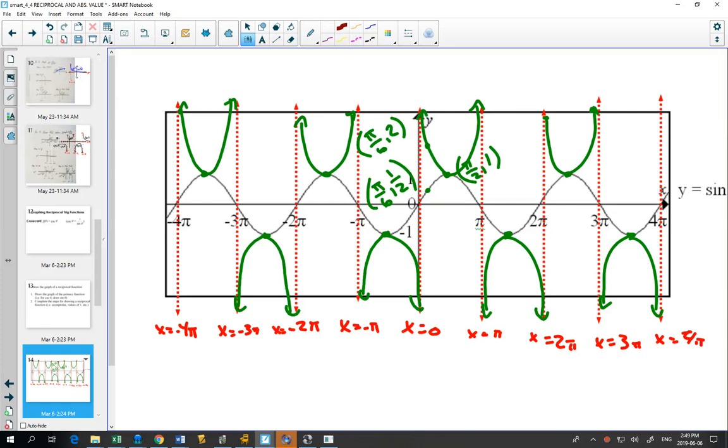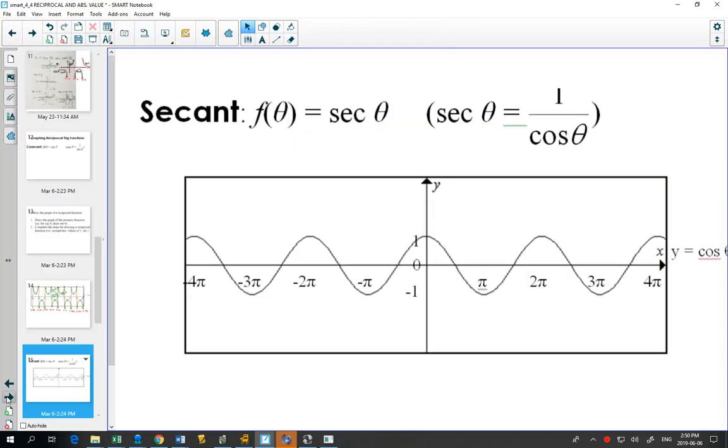Okay? Now, something that always happens on reciprocal graphs, local maximums become local minimums. If it's the biggest value, when you do 1 over that, it becomes the smallest value. If it's the smallest value, when you do 1 over that, it becomes the biggest value. Everything goes in opposite directions. Your sine graph is going down, your reciprocal graph is going up. So with that idea, you get to do secant on your own.